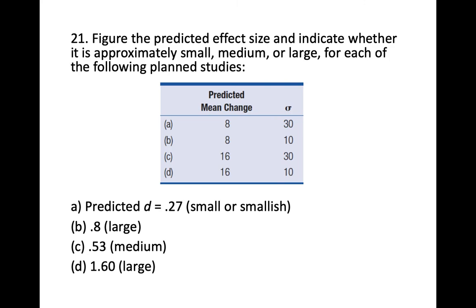All right, and the last question is to figure out effect size. And so we've got a table of data, and what we're going to do is for each of the A, B, C, and D, we've got predicted mean change. So we can think here of doing a dependent samples t-test because we're talking about mean change, and then we're given a population standard deviation.